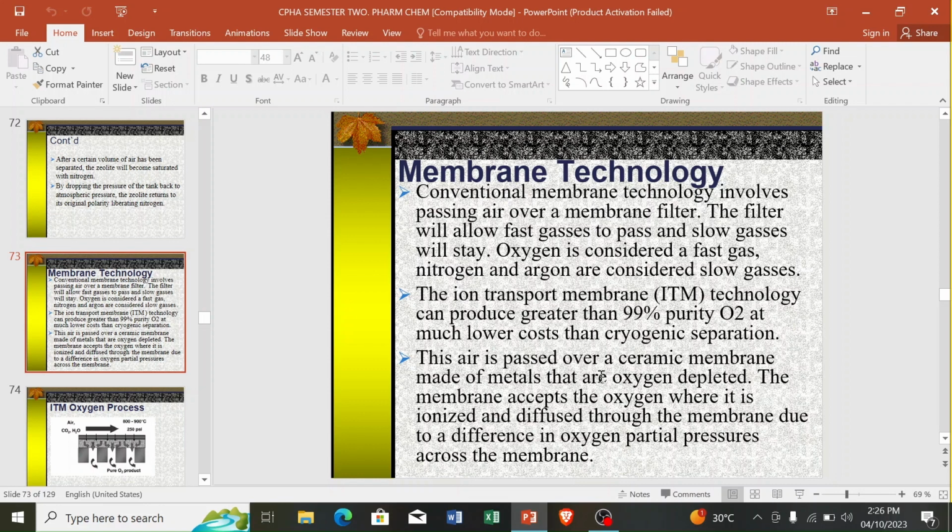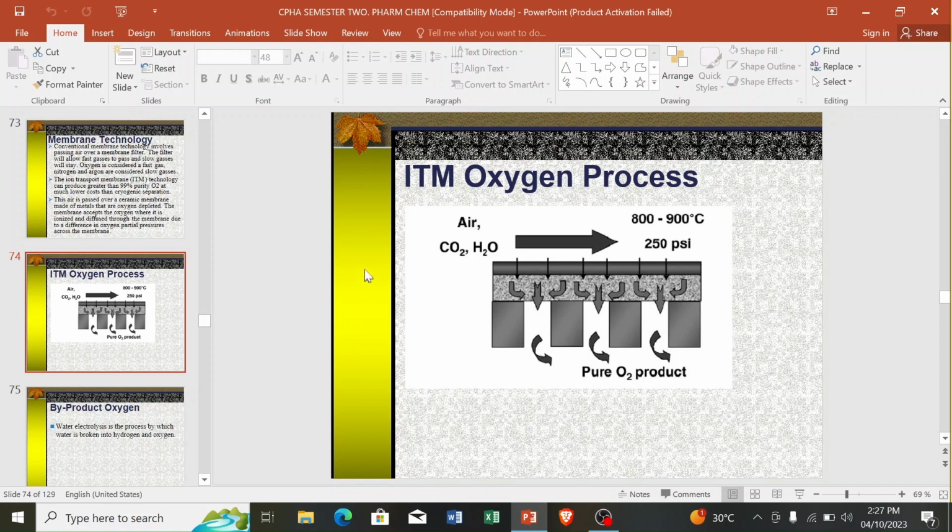This air is passed over a ceramic membrane made of metals that are oxygen depleted. The membrane accepts the oxygen, where it is ionized and diffused through the membrane due to the difference in oxygen partial pressures across the membrane. So we have the ITM oxygen process. This is what happens in the membrane technology, the ion transport membrane. ITM is ion transport membrane. So we see what happens: it is oxygen that is able to pass as other gases stay.